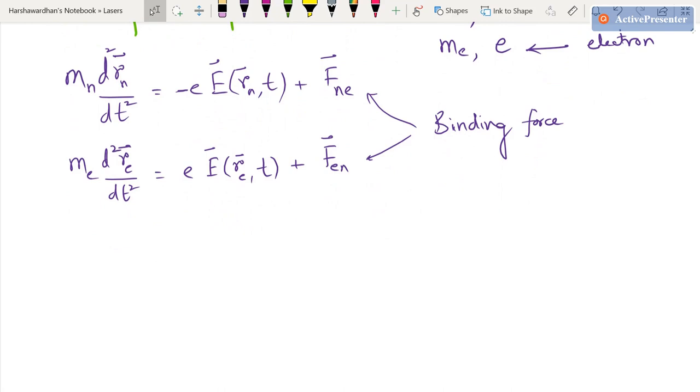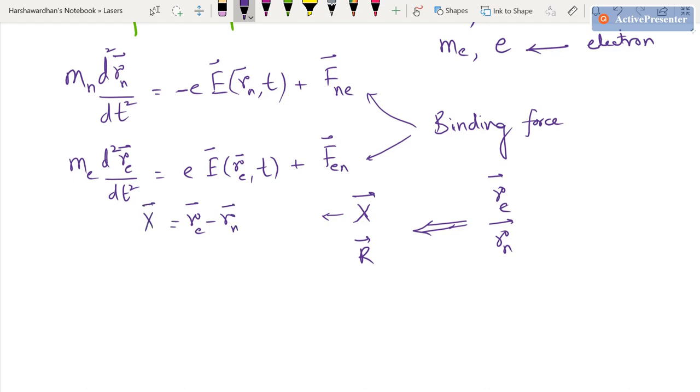So what I do is I make a transformation. I go from this kind of system coordinates that describe the location, that is from Re, which is the location of the electron, and Rn, which is the location of the nucleus. From these coordinates, I make a transformation towards x, which is the relative coordinate, and the center of mass coordinate. So the relative coordinate, I define it such that Re minus Rn gives me the relative coordinate x, and it is this coordinate that we're interested in. We are not interested in the center of mass motion of the atom itself.